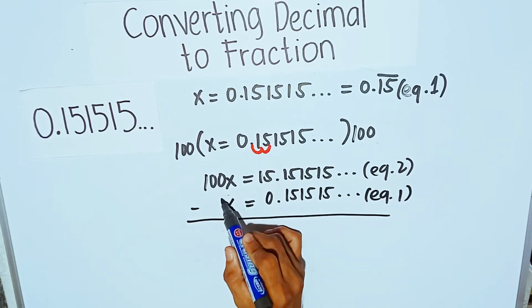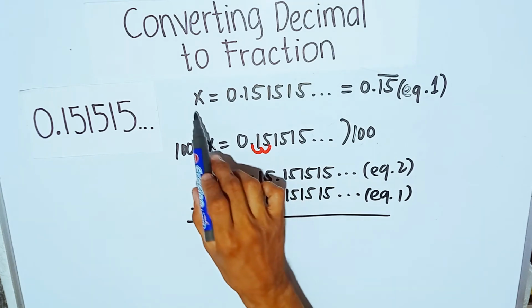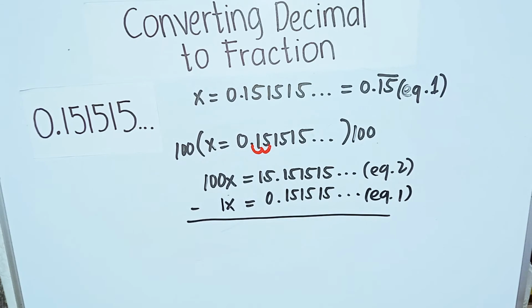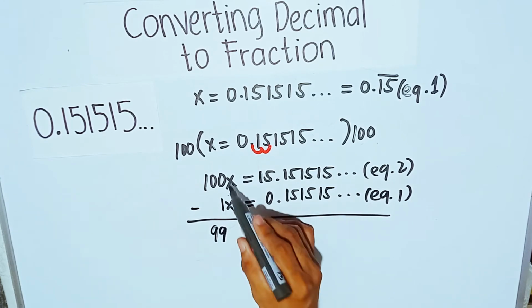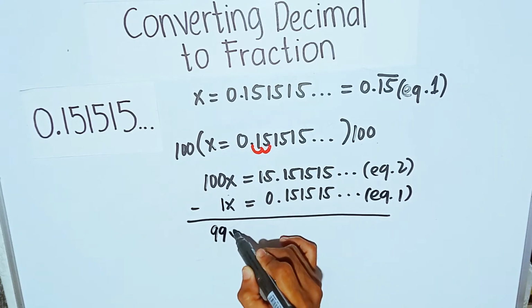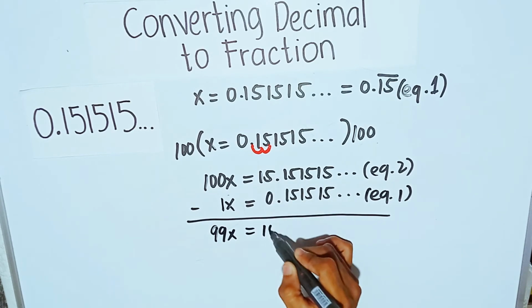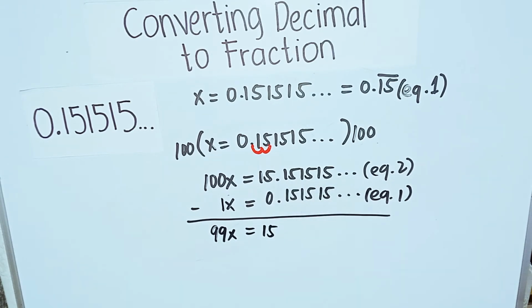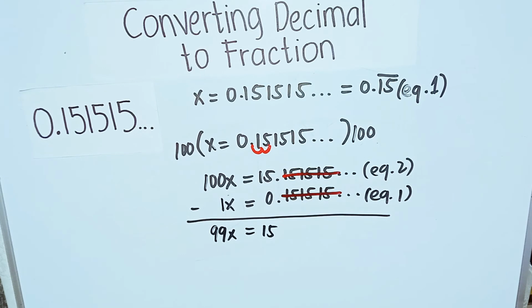So again, meron yung katabing 1 ng x. Laging may katabing 1 yan, kahit na wala tayong nakikita, meron yung imaginary 1. So 100 minus 1, we have 99. And then, copy x. So 99x is equals to 15 minus 0 is equals to 15. And then yung after the decimal point, wipe out na natin yan.